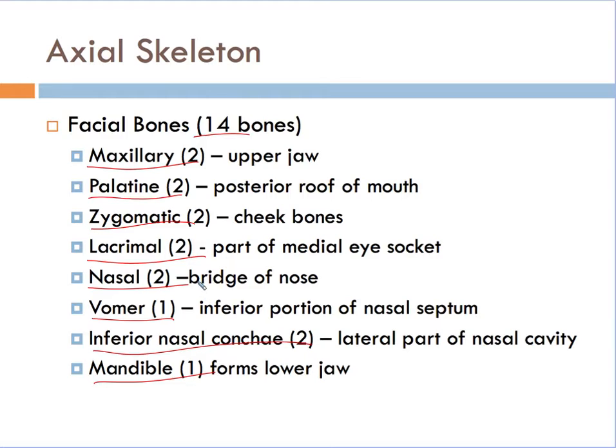So we're going to look at these here in a picture. But your maxillary is your upper jaw. Your palatine is the roof of your mouth, specifically in the back. Your zygomatic is your cheekbones. So if you feel your cheekbones, that's your zygomatic bones. Lacrimal is part of your eye socket. Hard to see. Nasal kind of goes with your nose. Vomer is the inferior, the bottom portion of your nasal septum. So the part that splits your nose into 2 halves. The bottom of that's called your vomer. And then your inferior nasal concha is found inside of that, and your mandible is your jaw.